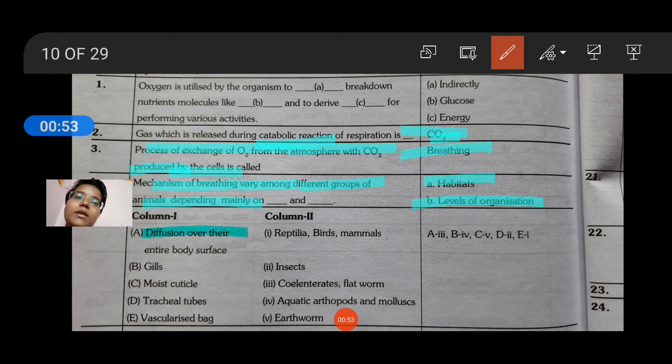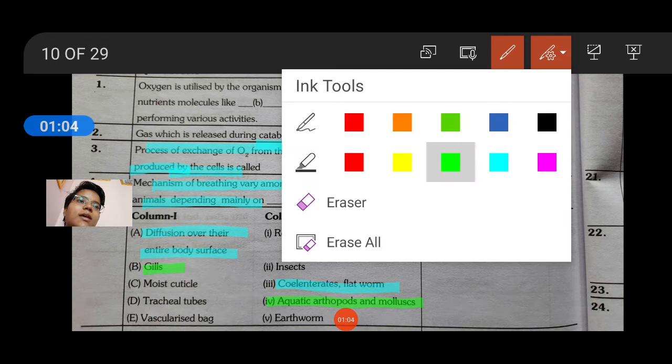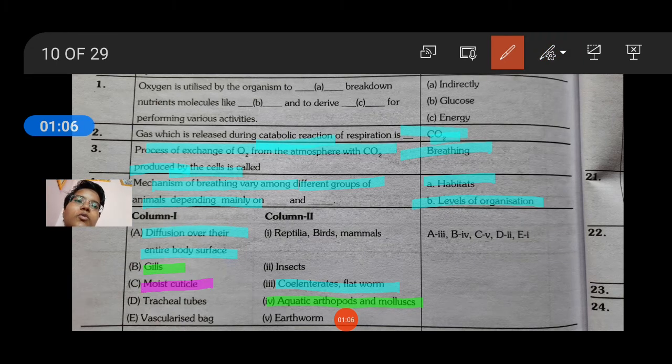Diffusion over their entire body surface is in coelenterates and flatworms. Gills are in aquatic arthropods and mollusks. Moist cuticle is for earthworms, tracheal tubes are for insects, and vesicle bags are for reptiles, birds and mammals.